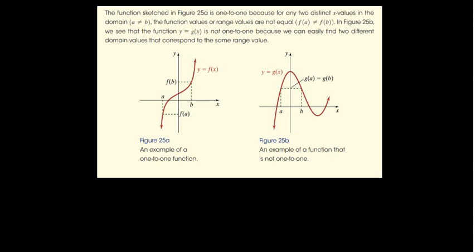In figure 25b, we see that it is not 1-to-1 because we can easily find two different domain values that correspond to the same range. So notice how, again, these a's and b's, it doesn't really matter what they are, but just for the sake of this, let's say that this is -1 and this is 1. Well, f of -1, we are up here at this point right here. And again, it doesn't matter, we can just call that 2. Well, f of 1 over here is also equal to 2. So that's why this is not a 1-to-1 function.